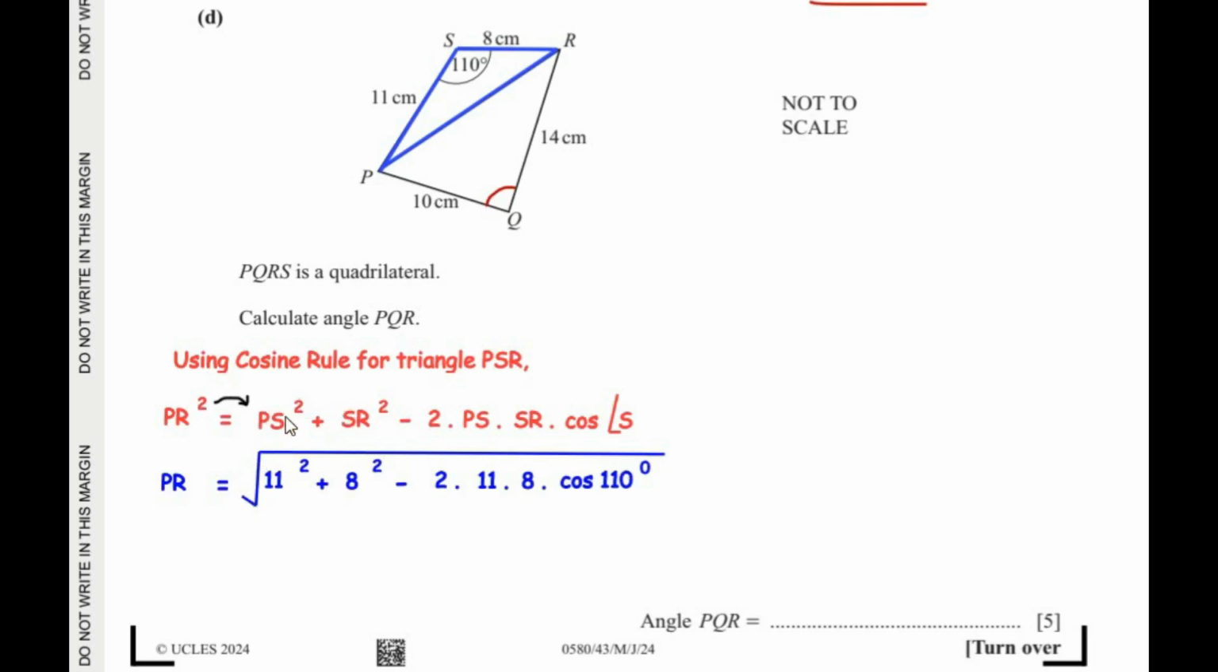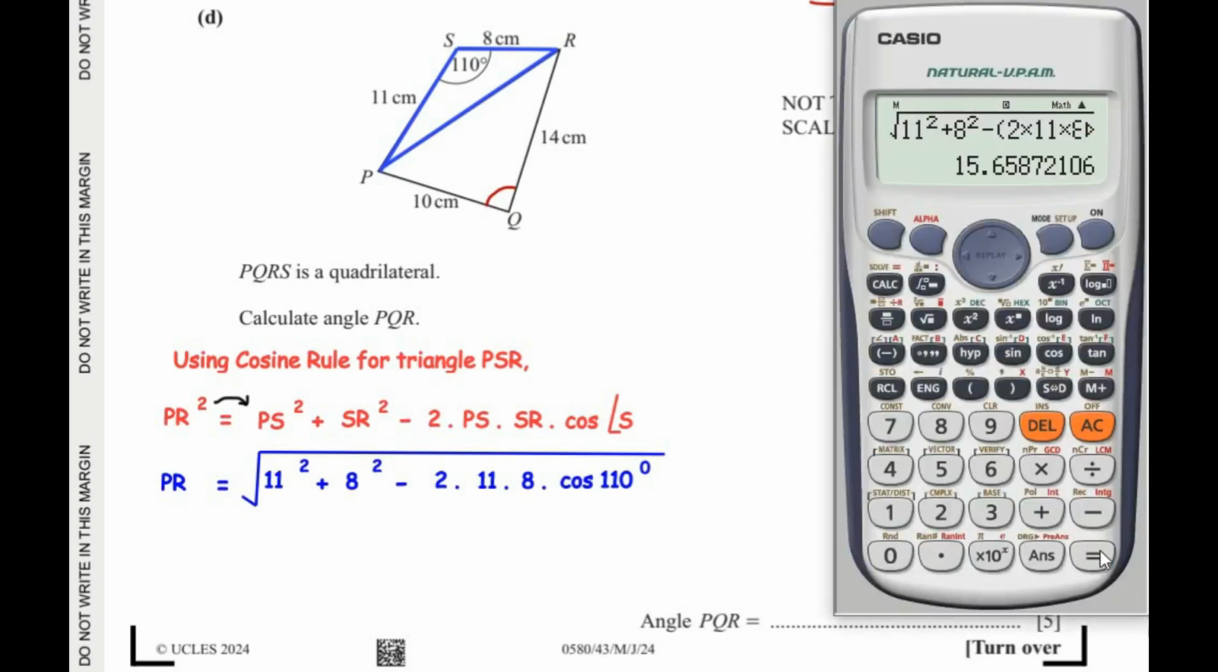And at the same time, we have substituted the values of the sides and the angle. So PS is 11, so it becomes 11 squared, plus SR is 8, so it becomes 8 squared, minus 2 times 11 times 8 times cos of angle S, and angle S is given as 110. Now let us see what value this gives us. This will give us the value as 15.6587. Since this is an intermediate step, I'm going to round it to 3 decimal places, so I'm going to write it as 15.659. So that would be the length of PR.